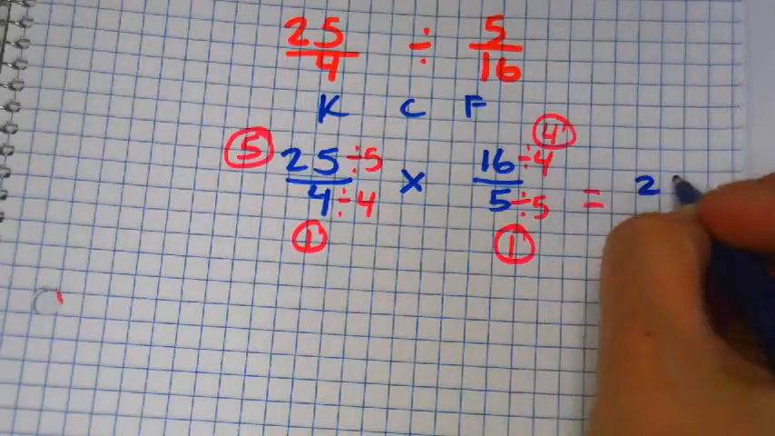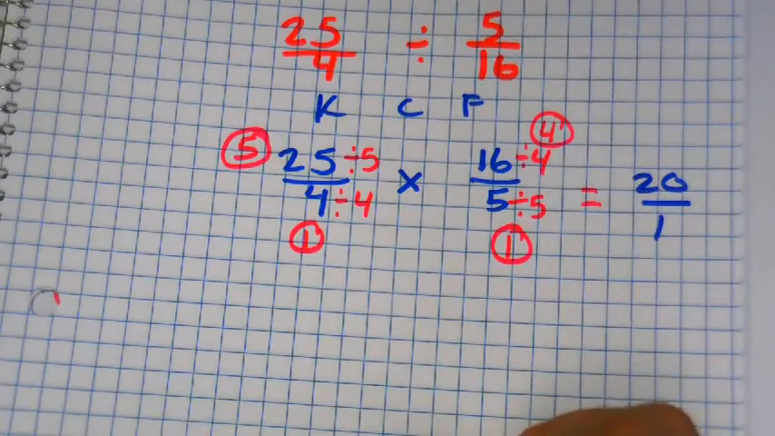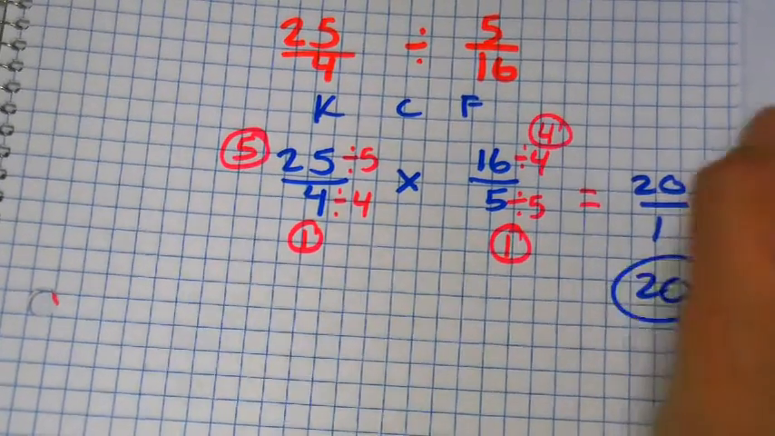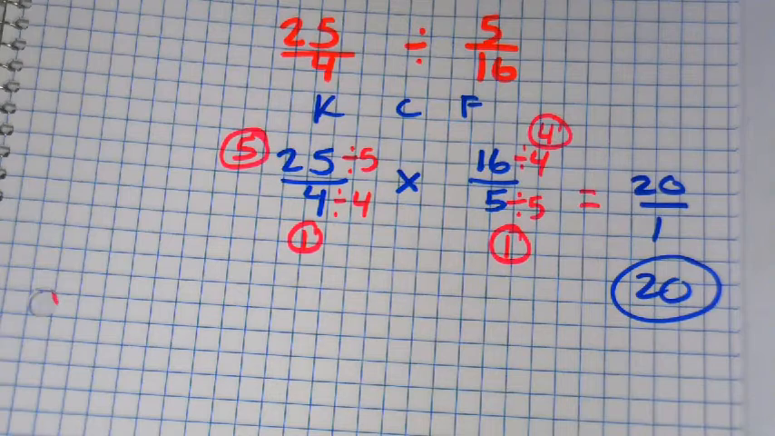20 over 1, which is just equal to 20. Whenever you get a number over 1, it's always that number. So 20 over 1 is really just 20.